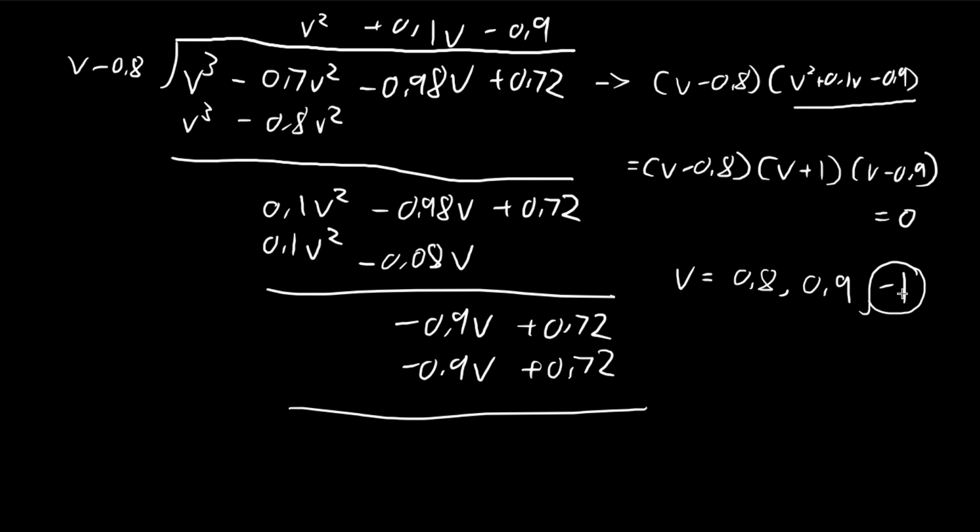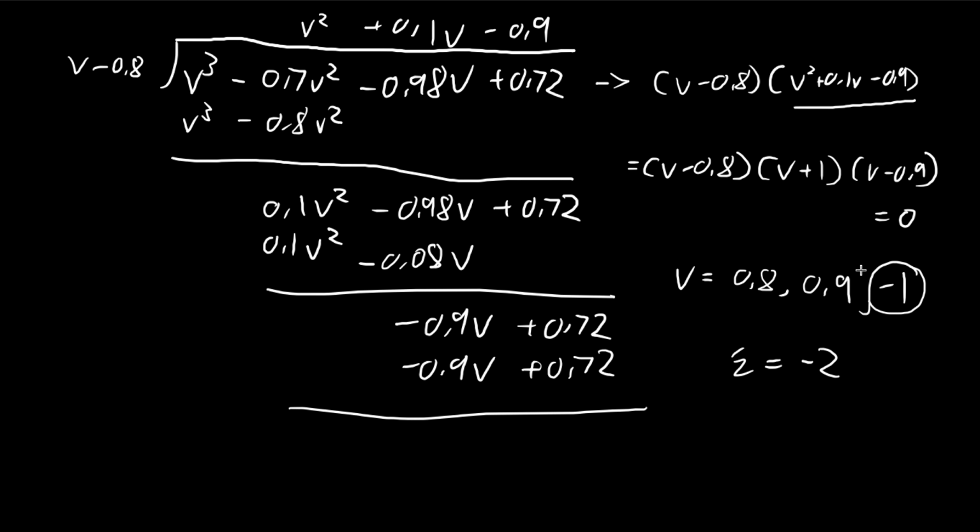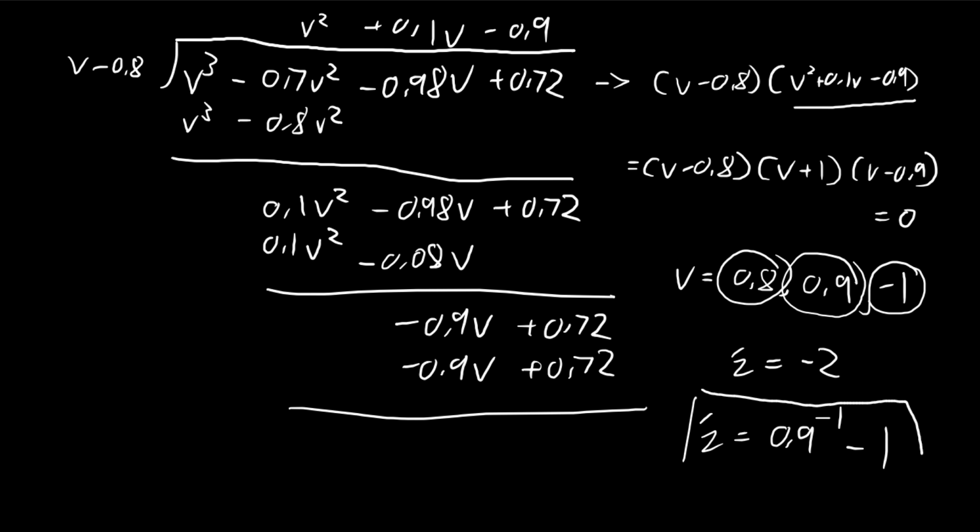And then this solution we can disregard because this corresponds to the case where i is equal to negative 2, and we're just looking for solutions where i is larger than negative 1. And for the other case, we've already considered it in part A, it was given to us. So we found one extra solution, v equal to 0.9. And that corresponds to i being equal to 0.9 to the power of negative 1 minus 1. So this is the other solution that we found.